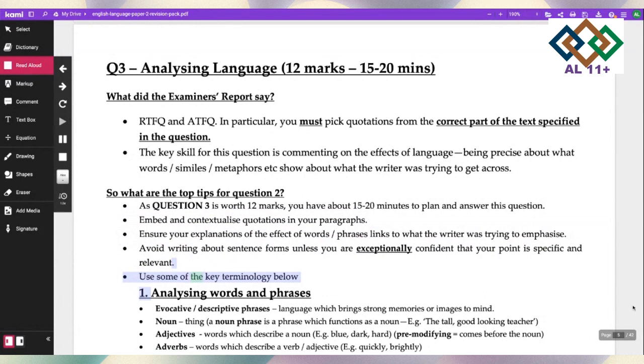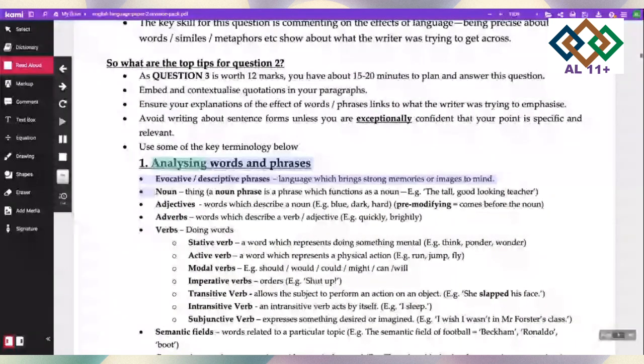Use some of the key terminology below. 1. Analyzing words and phrases. Evocative: descriptive phrases which bring strong memories or images to mind. Noun phrase: a phrase which functions as a noun, e.g., the tall, good-looking teacher. Adjectives: words which describe a noun, e.g., blue, dark, hard. Pre-modifying means it comes before the noun. Adverbs: words which describe a verb or adjective, e.g., quickly, brightly.